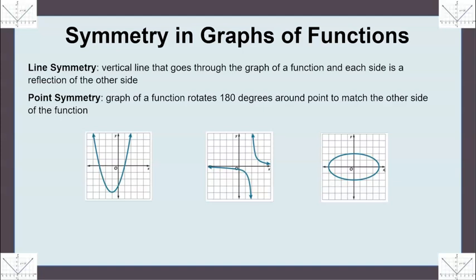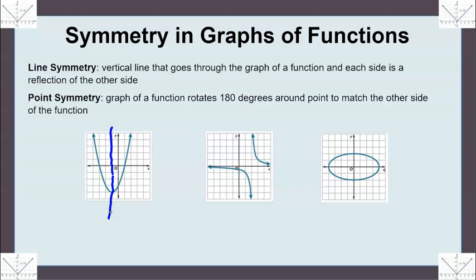So the one on the left, this is a parabola shape. Parabola shapes do have line symmetry. We would normally call that the axis of symmetry because the axis of symmetry goes through the vertex of the parabola. So here I could easily draw a vertical line straight down through the vertex.